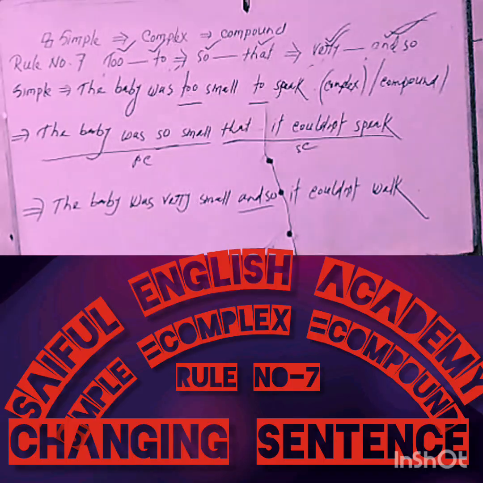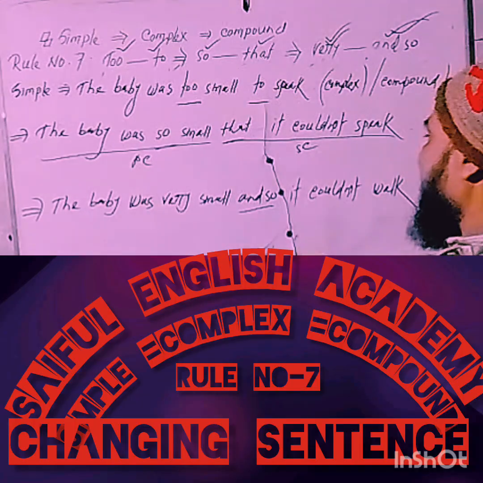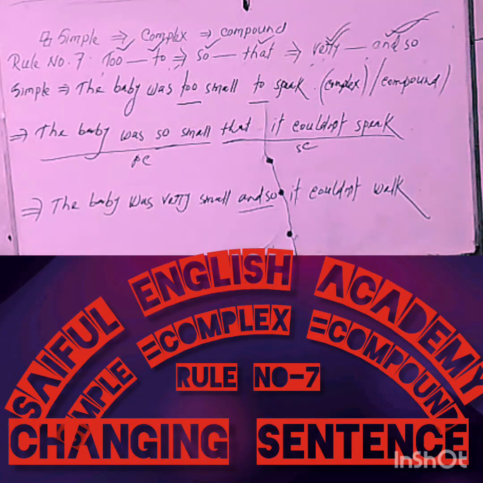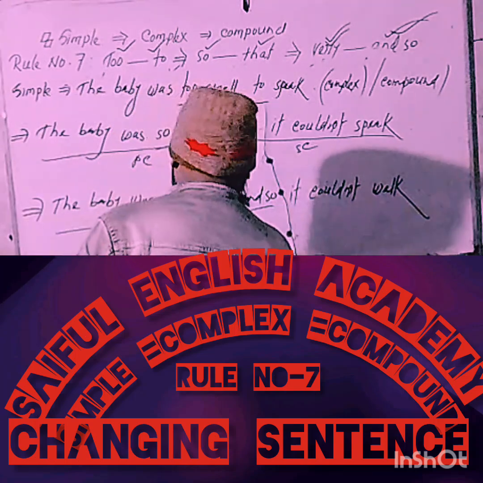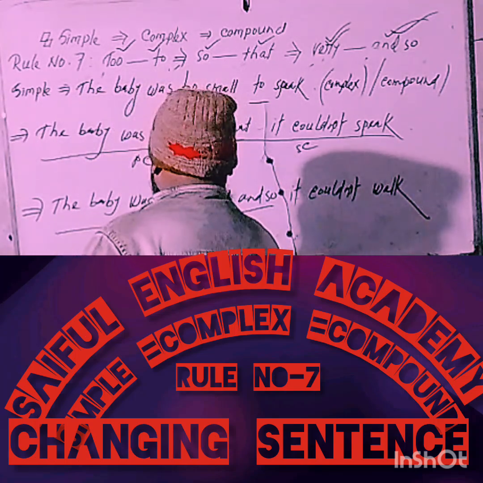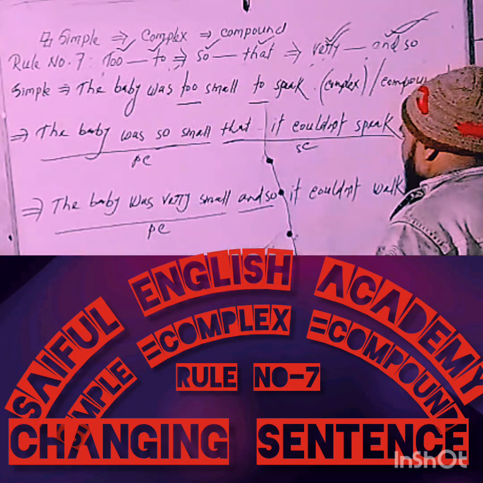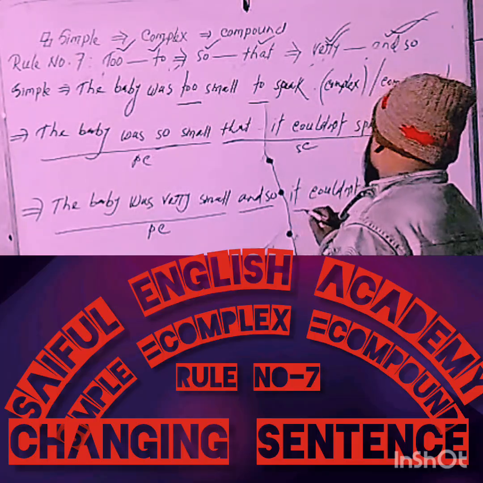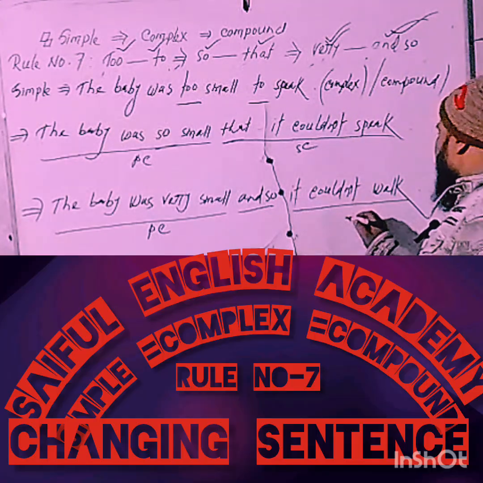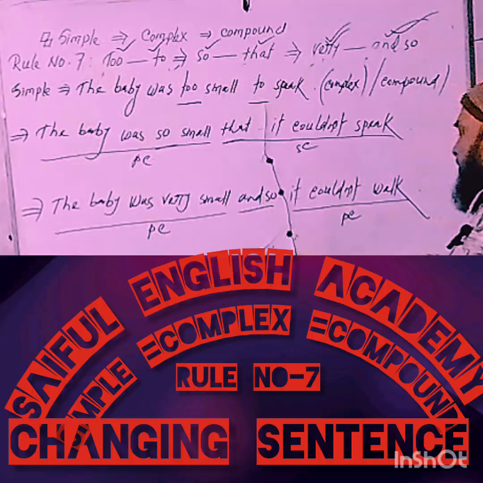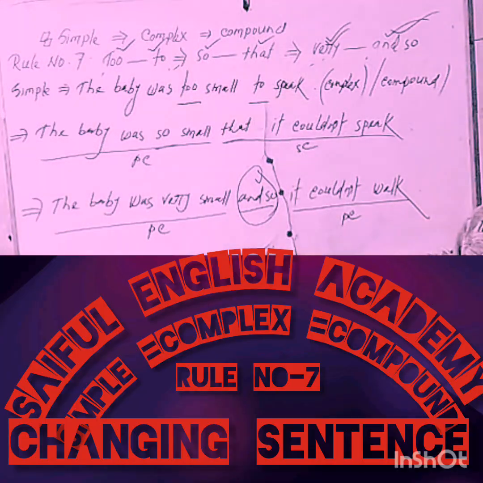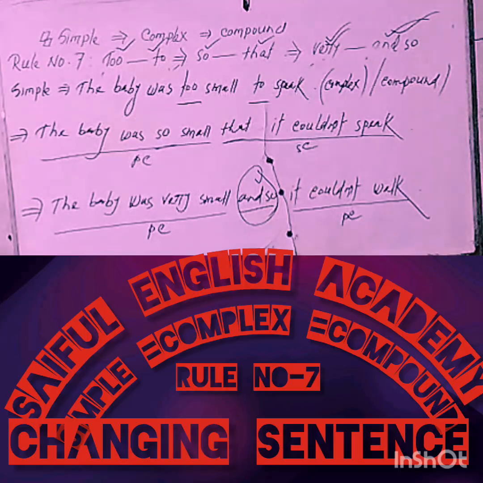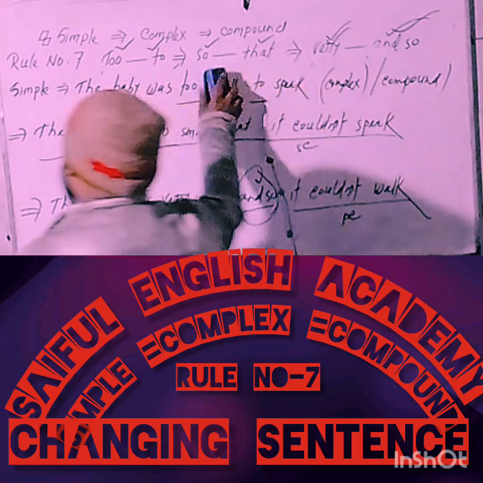Okay, major units. Take a look at the board and try to understand. Already we have got into principal clause. First principal clause: The baby was very small, and second principal clause: he couldn't work, joined together by a coordinate conjunction, and so that you have understood clearly.